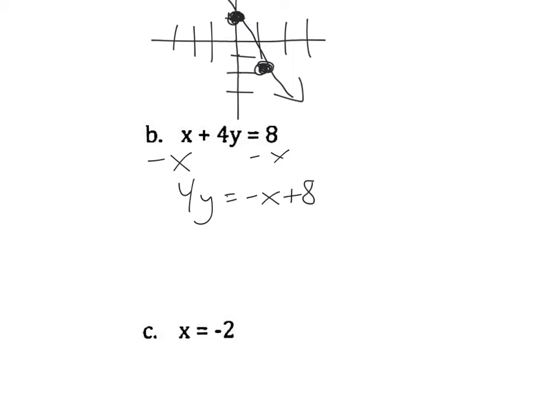So 4y equals negative x plus 8, and then divide everything by 4. So y equals, now keep in mind what this first fraction means, there's a 1 in front of the x, so that'd be like negative 1/4 x plus 2.